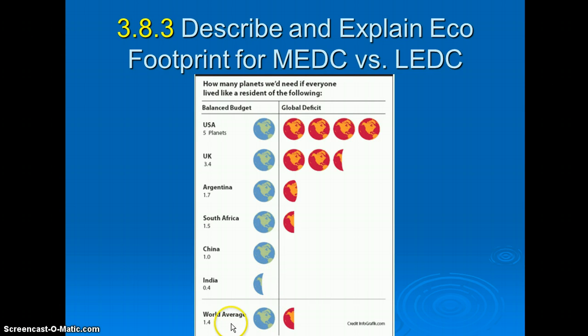But on average, because not all the world is MEDC, thank goodness for now, we are on average using the amount for 1.4 Earths. But there's only 1 Earth. And I'm going to tell you right now, people don't like being an LEDC. They want to have the same living standards as you, as an MEDC. So everybody wants to live like this, but there's not enough Earth for this. And that's what we're going to talk about next.